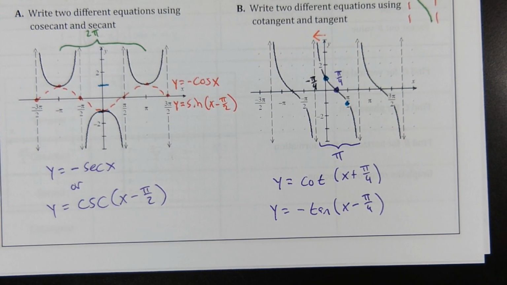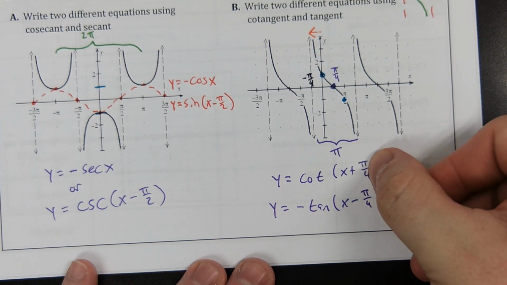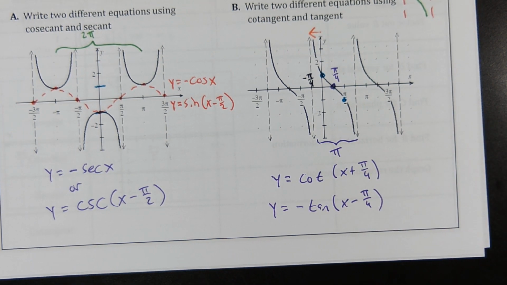Hey, I got a question for you guys. How far apart are positive pi over 4 and negative pi over 4? Half a pi. And what is half a pi in degrees? 90 degrees. I wonder why there's a 90-degree difference between the two.